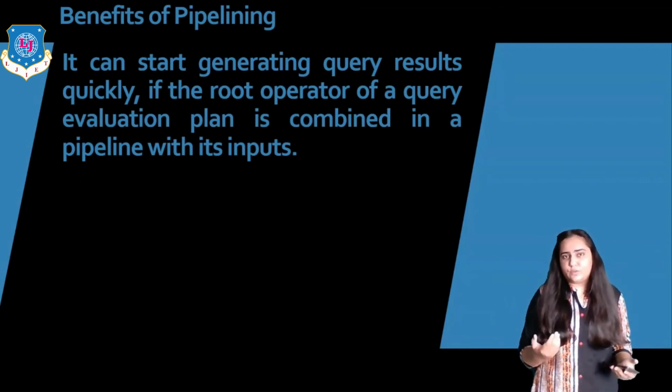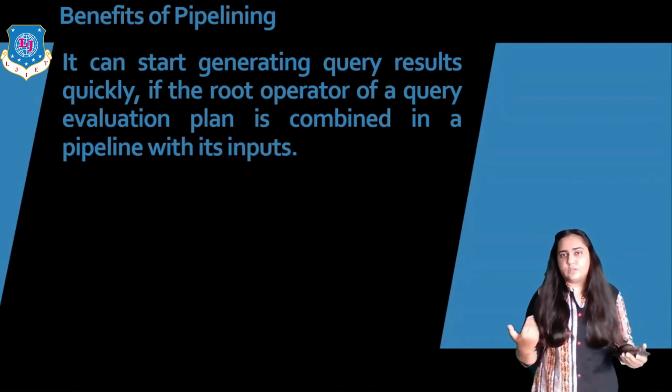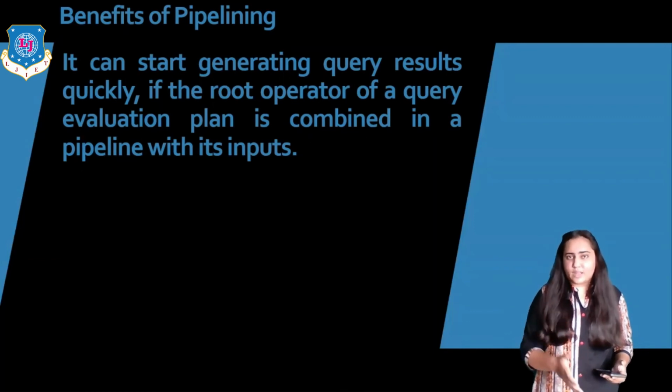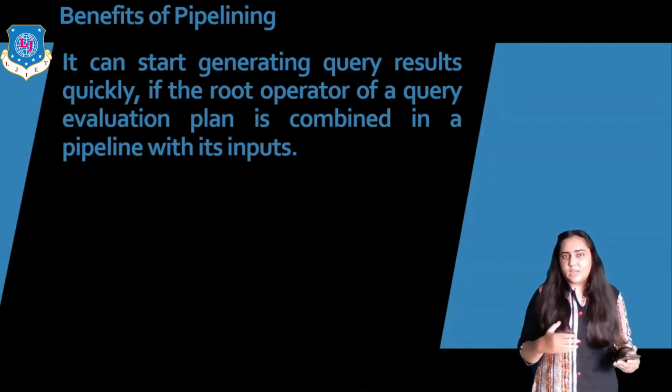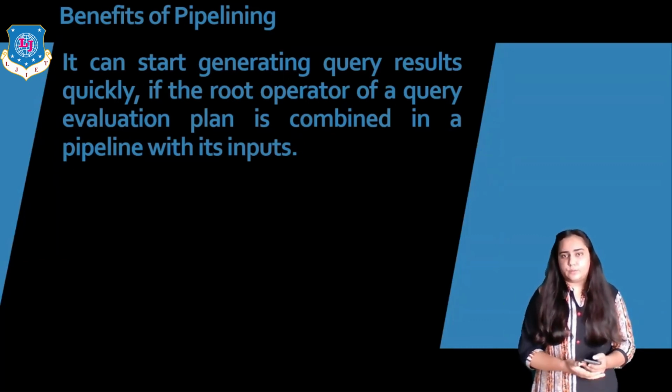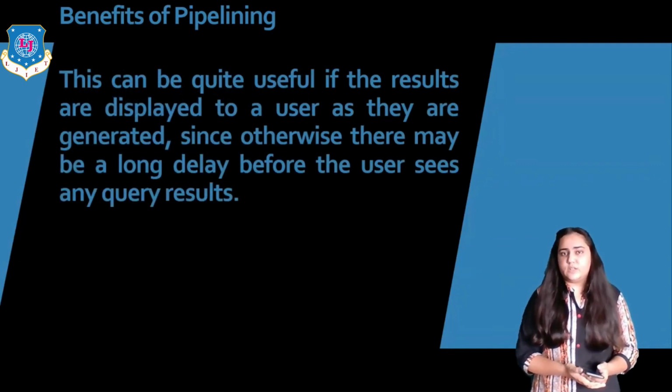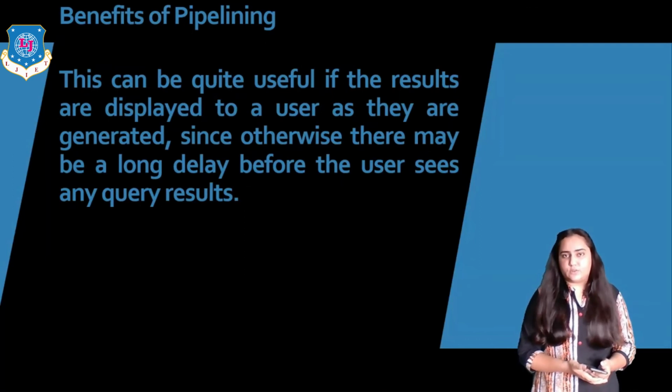The user doesn't have to wait for a long time to get the result. The user can start getting results at that moment, because one single row is being evaluated at a time. So if that row fits the description, then all that is needed is for that row to just be displayed as an output. So this is quite useful if results are displayed to a user as they are generated, since otherwise there may be a long delay before the user sees any query results.